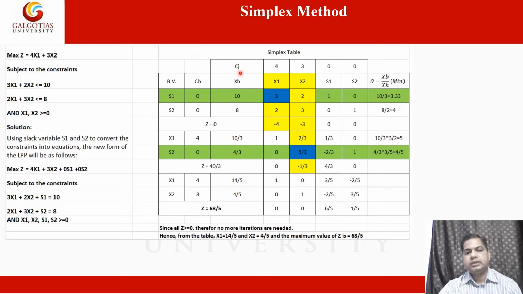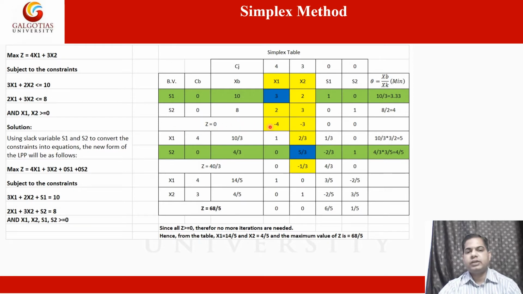Now the CJs are the coefficients of all the variables in the objective function. The coefficient of x1 is 4, x2 is 3, s1 is 0, and s2 is 0. Now we have to say what theta is. Theta is written over here as XB upon XK, and in the bracket it is minimum. So theta can be explained as the ratio of the corresponding elements of the XB column and the XK column, where the XK column is known as the key column. And what is a key column basically? For the key column, we have to find out the value of z.